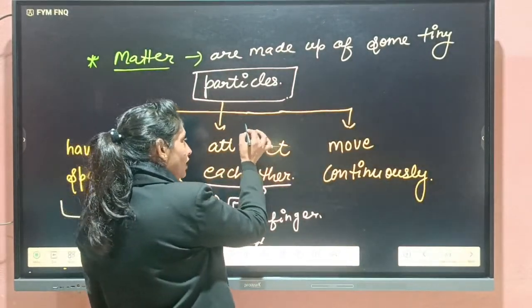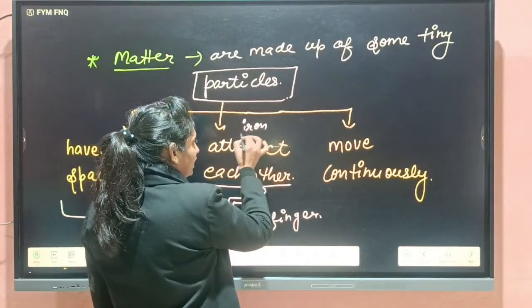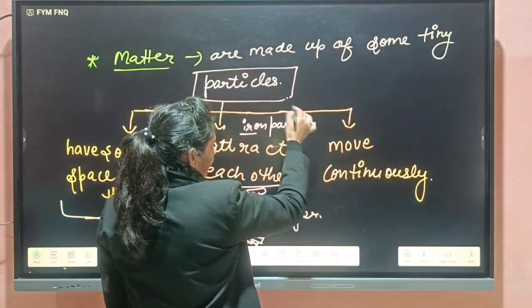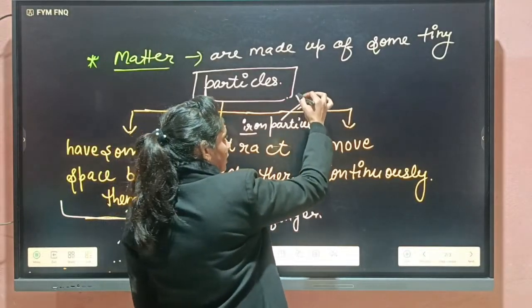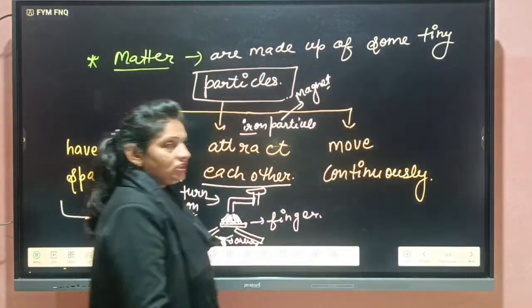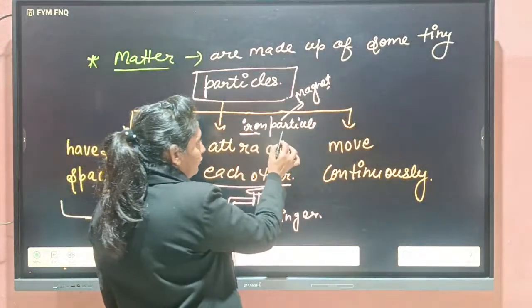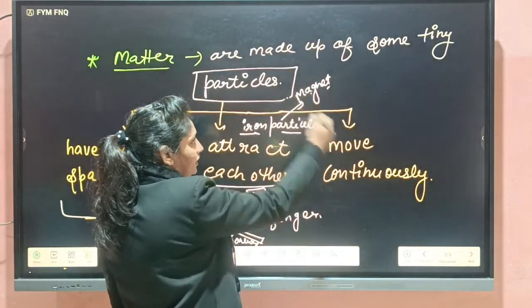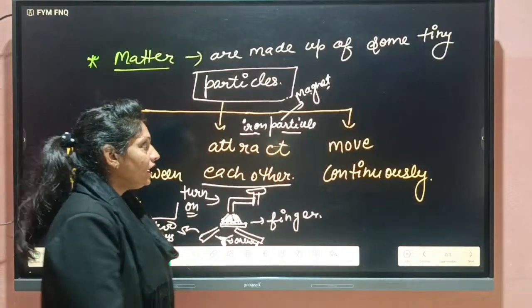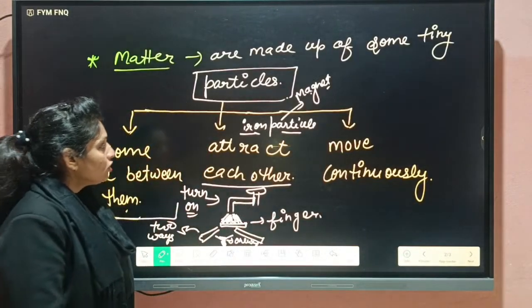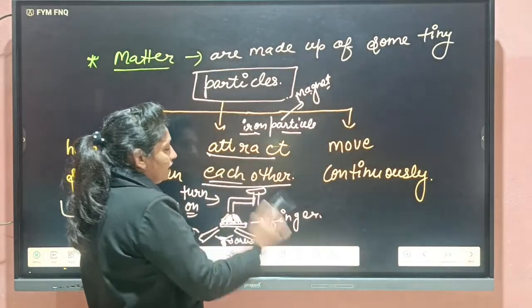If we take some iron particles, and if you have a magnet, so all particles will get stuck on this one. Okay, because particles of iron and the magnet have attraction between them. So particles attract each other.